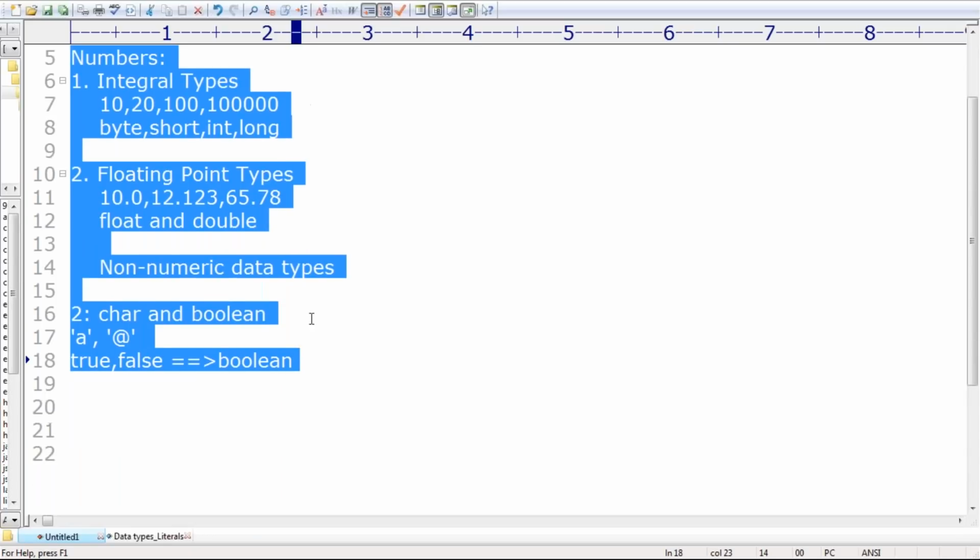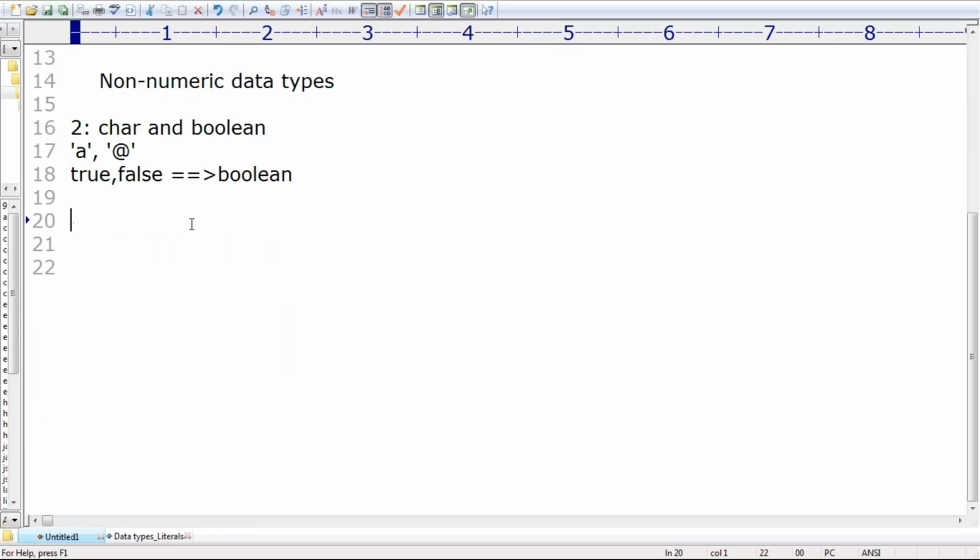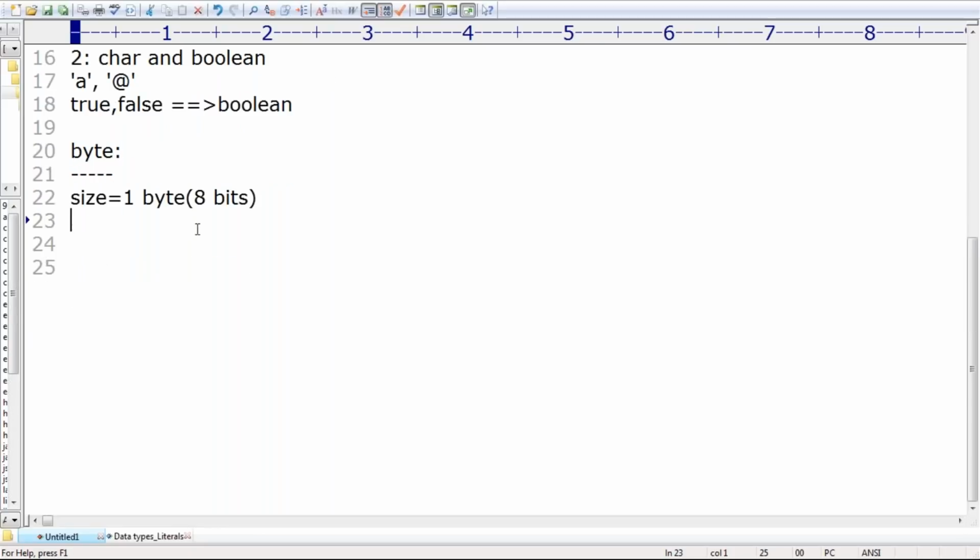Now the point is the first data type, byte. Byte can be used to represent integral values, because a number without a decimal point is nothing but byte. Do you know how much the size of byte is? Byte means 1 byte, which is 8 bits internally at memory level. By using 8 bits, what is the max value you can represent?